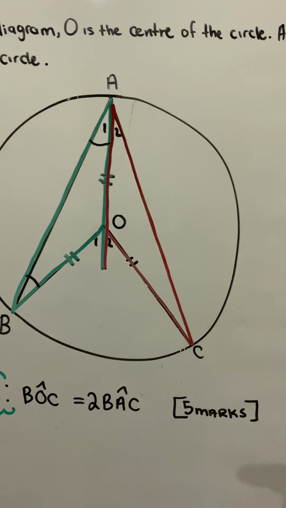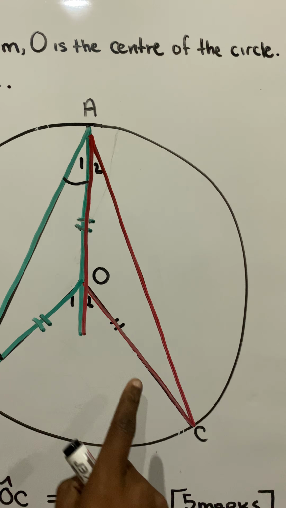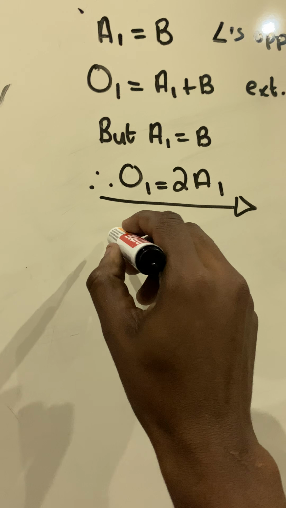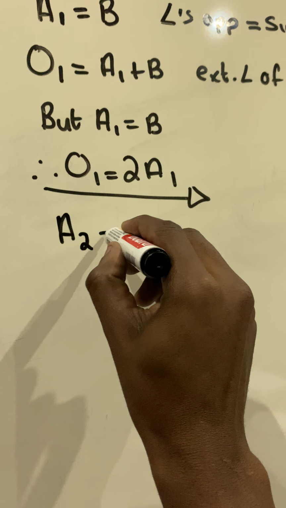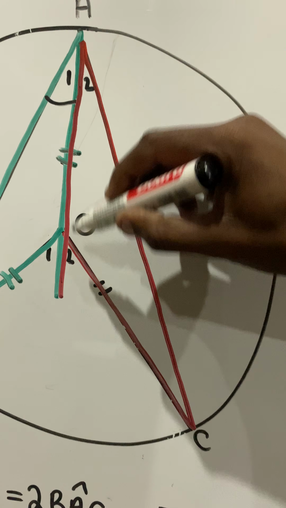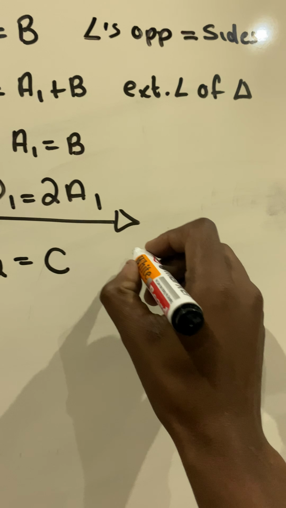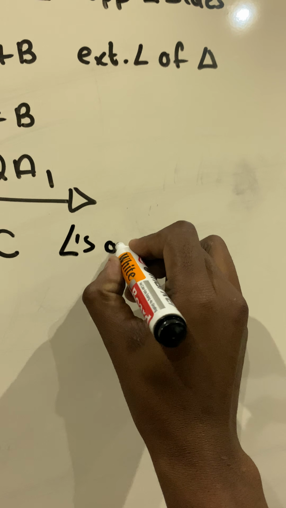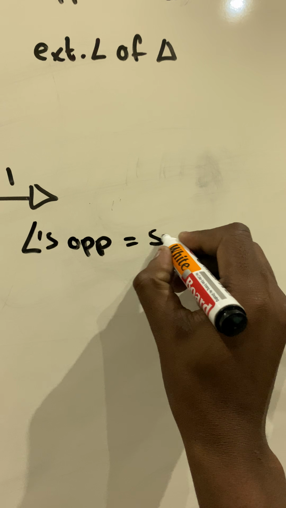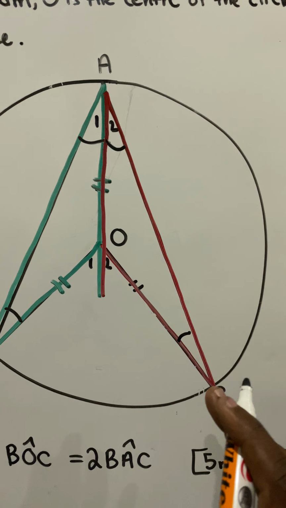Now in the one in red, which angles are equal? Well, we can say A2 is equal to angle C. So we can say A2 is equal to C. What's the reason? Because of these two being equal, these have to be equal. The base angles have to be equal. And then the reason is that, or you could just take it from there, angles opposite equal sides, right?